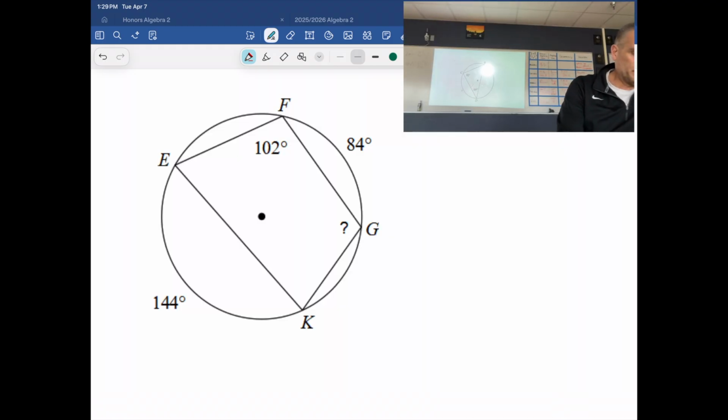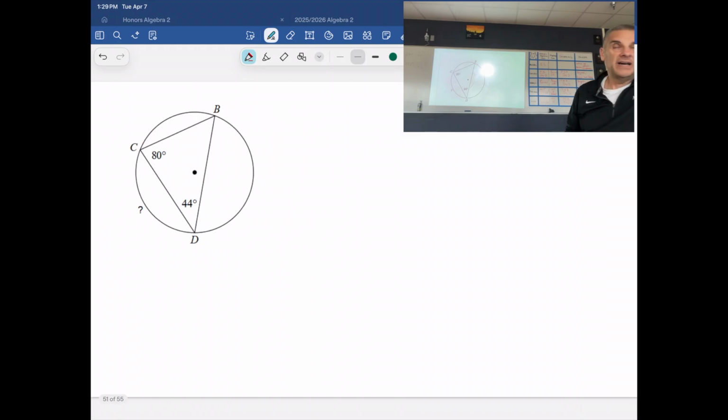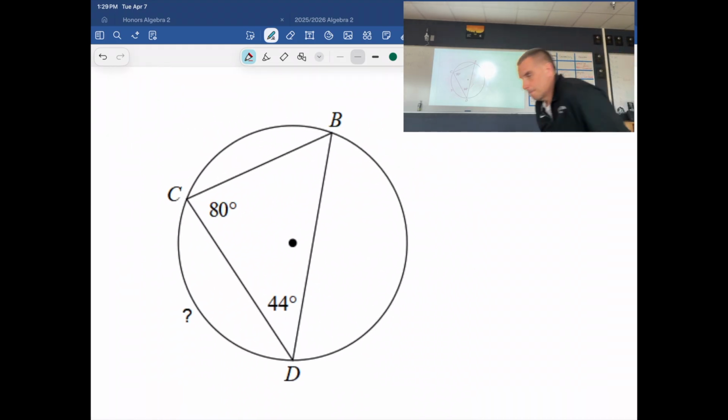All right, let's take a look at this one. I want you to go ahead and give this one a try by yourselves or with a partner. I'll give you a couple minutes. See if you can find the solution for the question mark up there. Find the value of the question mark down there.